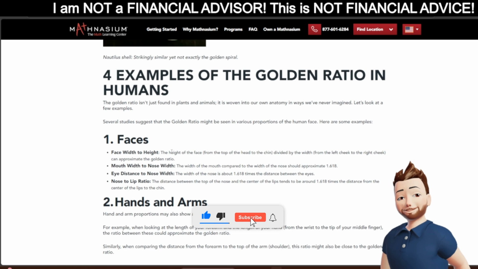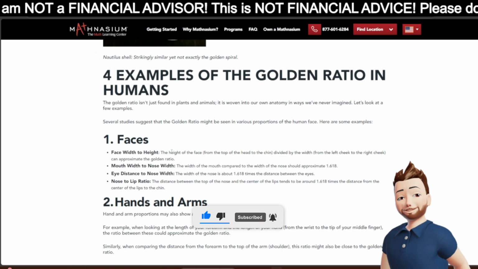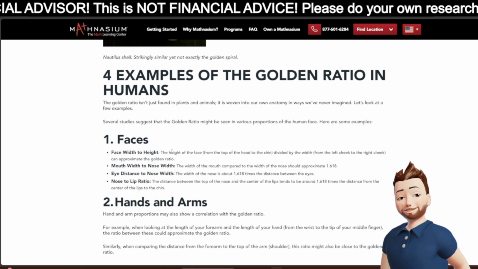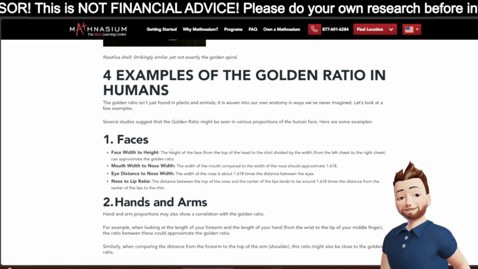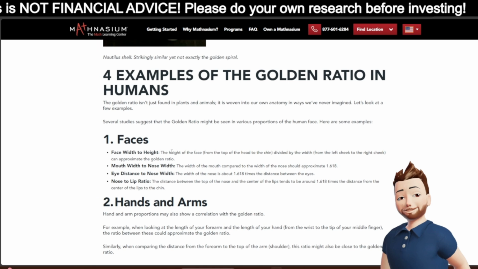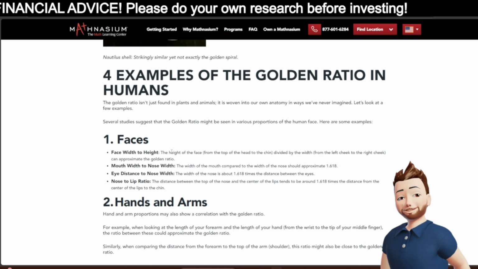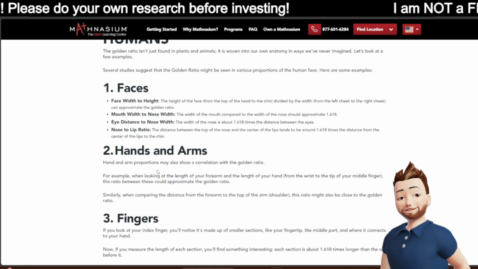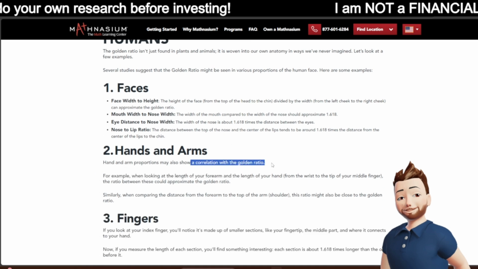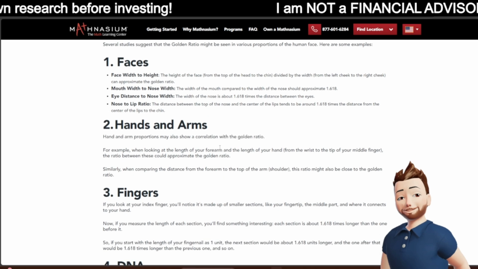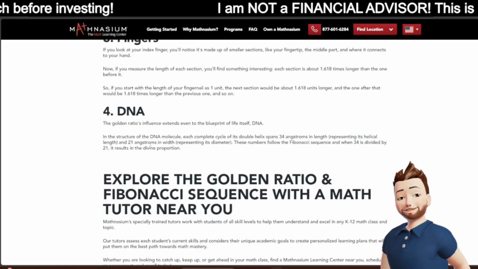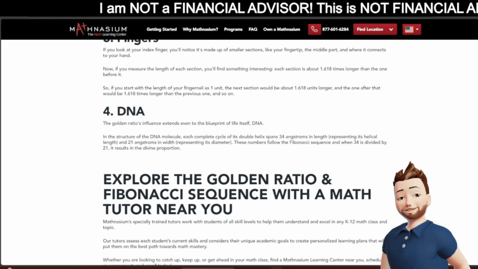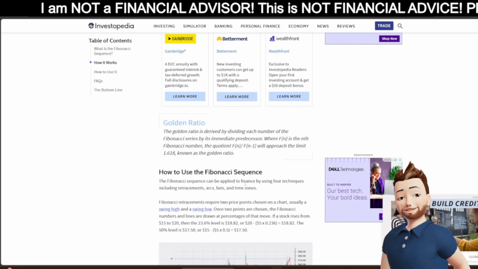If you were to take the height of your face, from the top of the head to the chin, and divide it by the width of your face, you can approximate the golden ratio. Crazy, right? This golden ratio is so important, and you see it all over the place. Hand and arm proportions may show a correlation with the golden ratio: the length of your forearm, the length of your hand, fingers, DNA. The Fibonacci sequence and the golden ratio are everywhere. It's absolutely crazy.